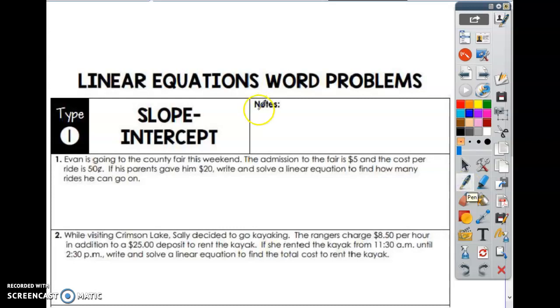I was supposed to put notes right here. We're going to put them up at the top because they don't fit here.